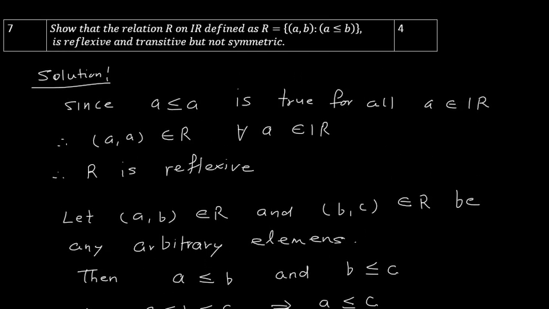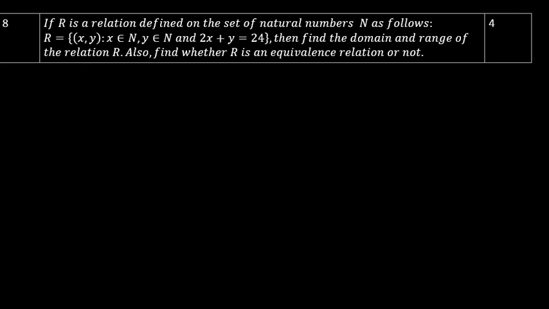Now let us go to the next question. The eighth problem is, if R is a relation defined on the set of natural numbers N as follows: R is the set of (x, y), where x belongs to natural numbers and y belongs to natural numbers, and 2x plus y is 24. Then find the domain and range of relation R. Also find whether R is an equivalence relation or not.